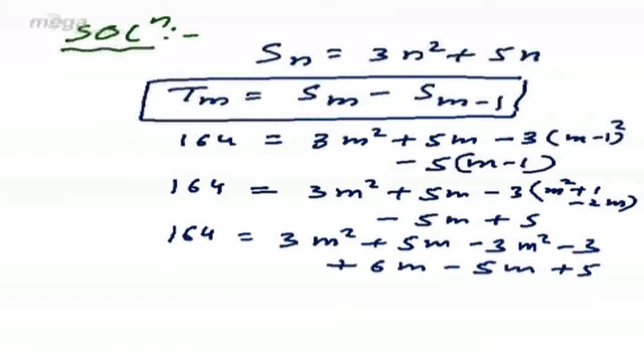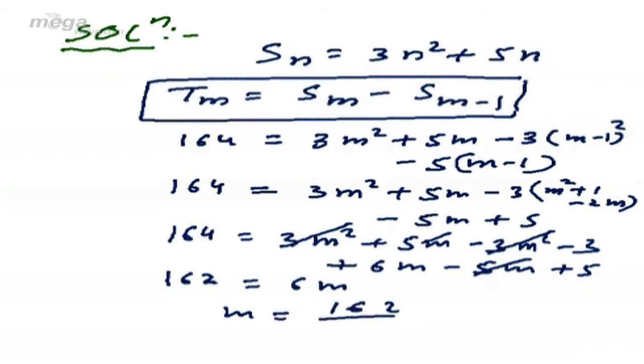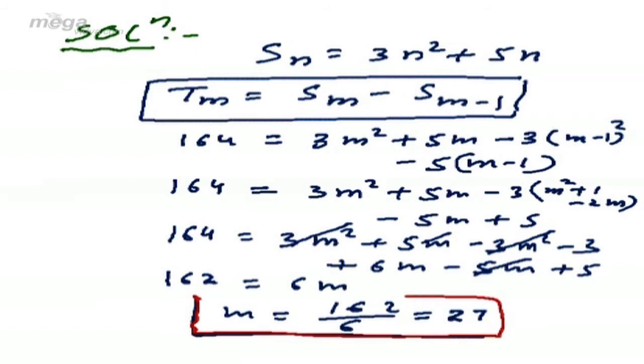Now shift this to the other side, it becomes 162. 3m square gets cancelled by this, and 5m gets cancelled by this. We get 162 is equal to 6m. Therefore, m is equal to 162 upon 6. It becomes 27. This is the value of m.